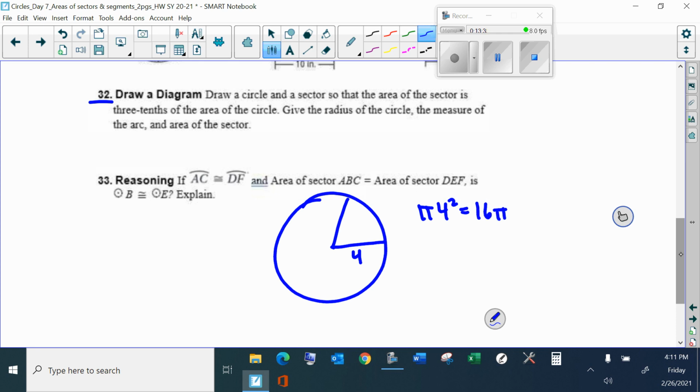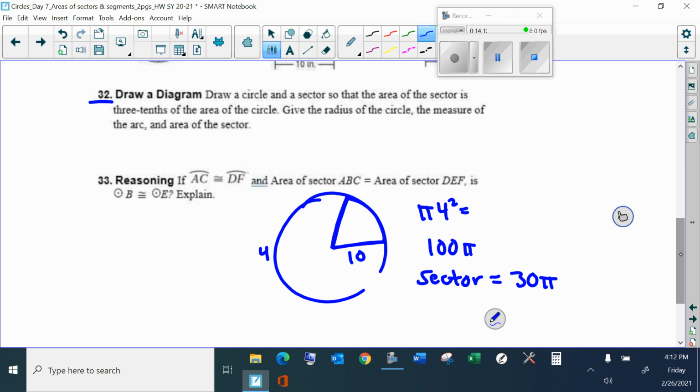Now I want it to be 3/10, so how about making something that cancels with 3/10 nicely? So what if I made this 10? That's pi times 10 squared, 100 pi is the area. And the sector would have to then be 3/10 of that. So that'd have to be 30 pi, 3/10. So this has to be 30 pi right here.